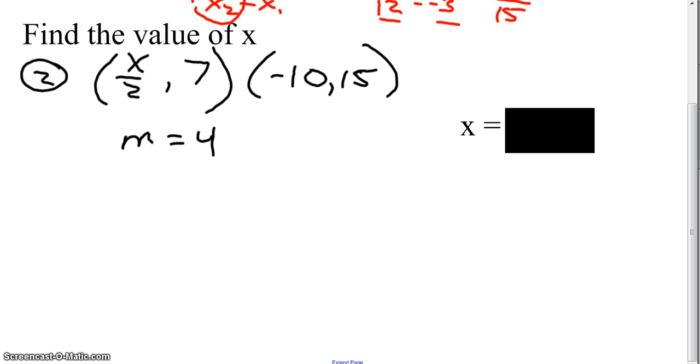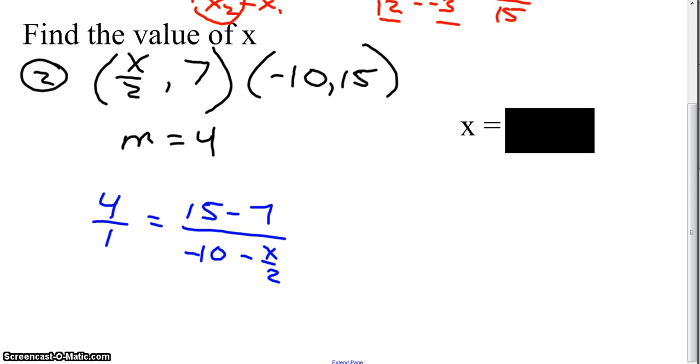Okay, so this one's a little trickier because we have an unknown in our ordered pair, right? So that's different. So how did you set this up? Nella? I had 4 over 1 equals 15 minus 7 over -10 minus x. Good. So we look here, and then we have a point under itself, right? X under y, -10 under 15. Yes we do. And then we have x over 2 underneath 7. So we have the points stacked the correct way. This is good. And so why did you put a 1 in that denominator?